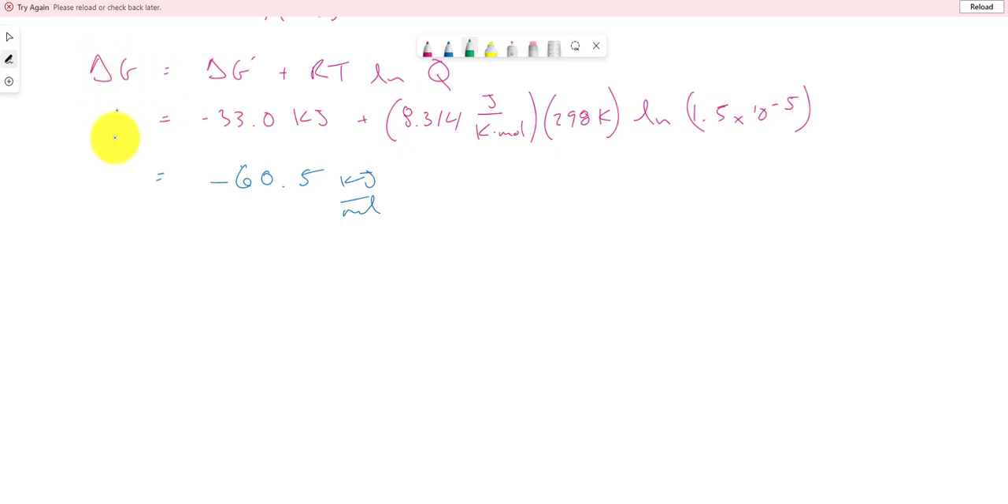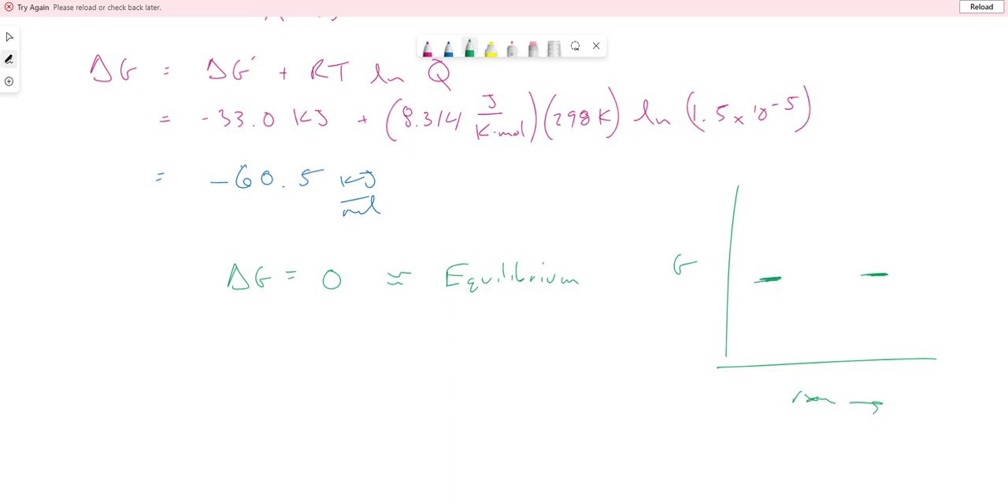But what happens when delta G is 0? So when delta G is equal to 0, as we discussed before, this means that the system is at equilibrium. Because if we were to look at a reaction progress diagram where we have G on the axis here, that would mean that the energy difference between the reactants and the products is identical, which means that there's no driving force for net change from reactant to product or product to reactant.